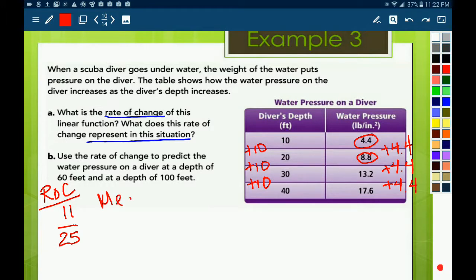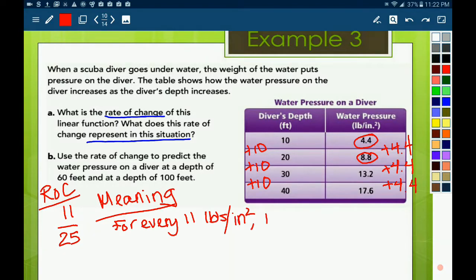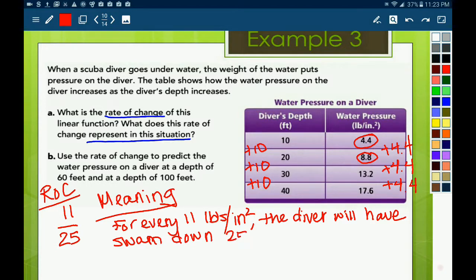And then the meaning, I'm going to write out in a sentence. Okay, so for every 11 pounds per inch squared, the diver will have, let's see, how do we want to phrase this? Swam down 25 feet. Okay, so there's our meaning.